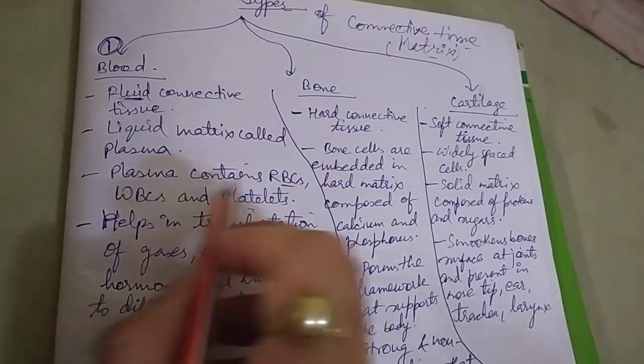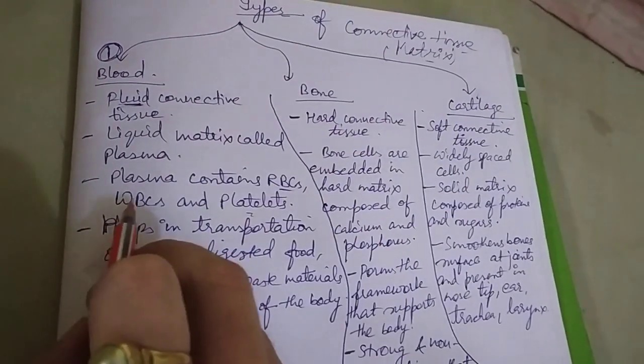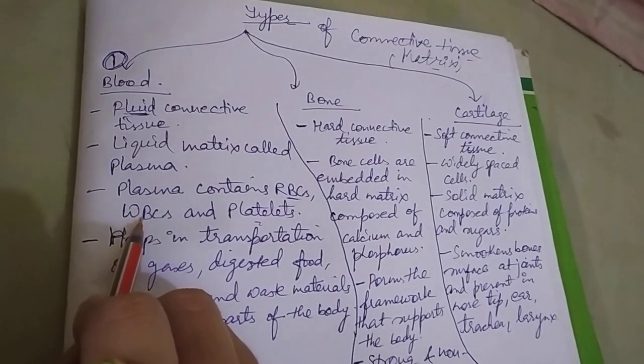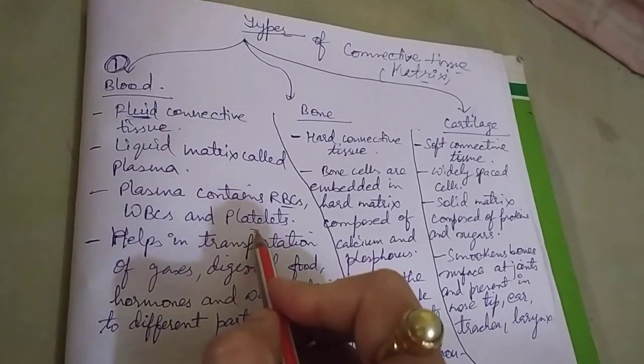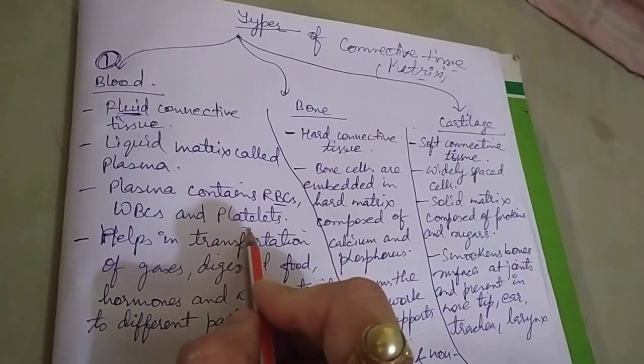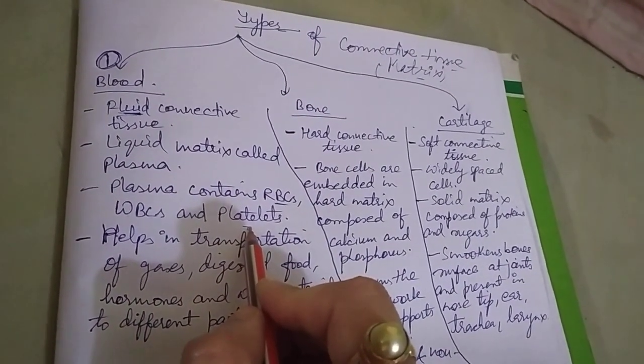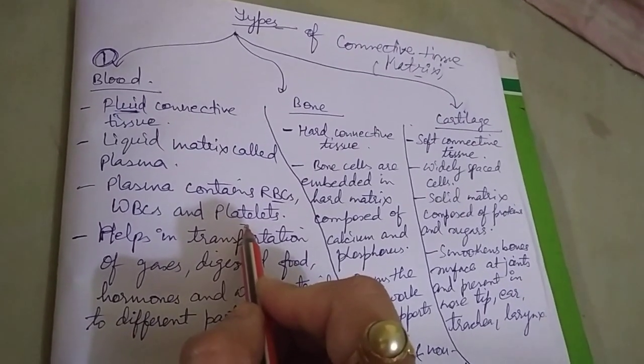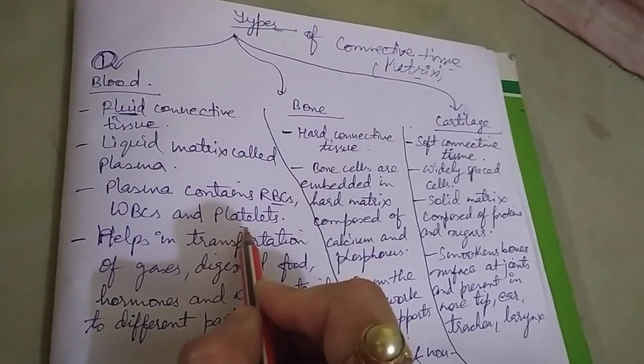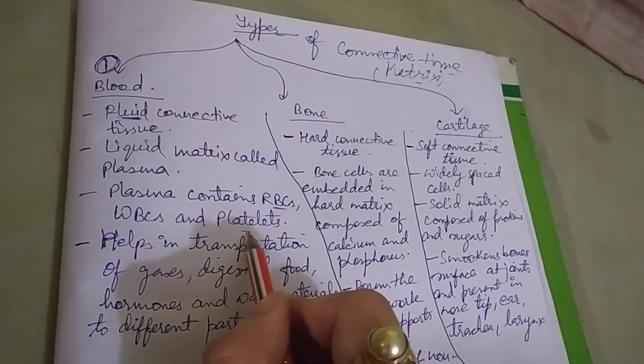You all know these functions: RBCs carry hemoglobin, WBCs produce antibodies and help in defense, and platelets help in blood clotting. Whenever you have a cut, you will see that after some time it stops bleeding. Why? Because the blood clots. Why does the blood clot? Because of the presence of platelets in the blood plasma.